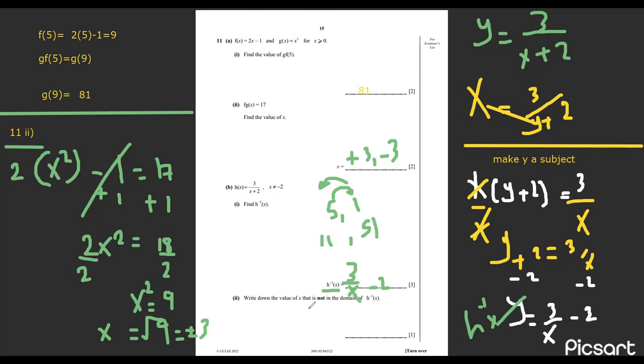Okay, write down the value of x that is not in the domain. For sure, 0, because it's the domain, not the range. Domain is for the x, for the horizontal line. x cannot be 0 because 0 in the denominator is undefined. Okay, let's see the next.